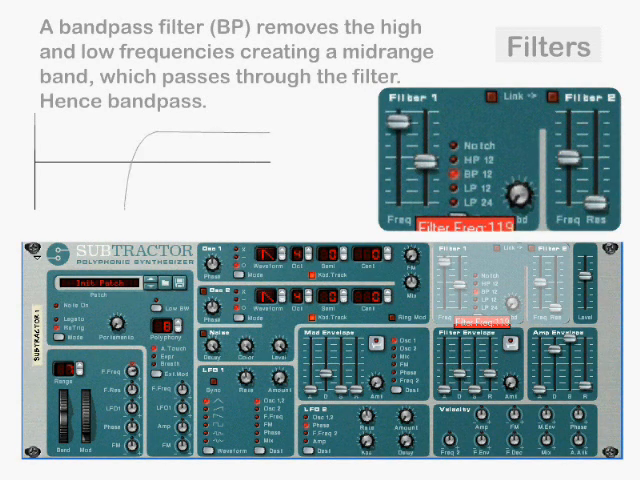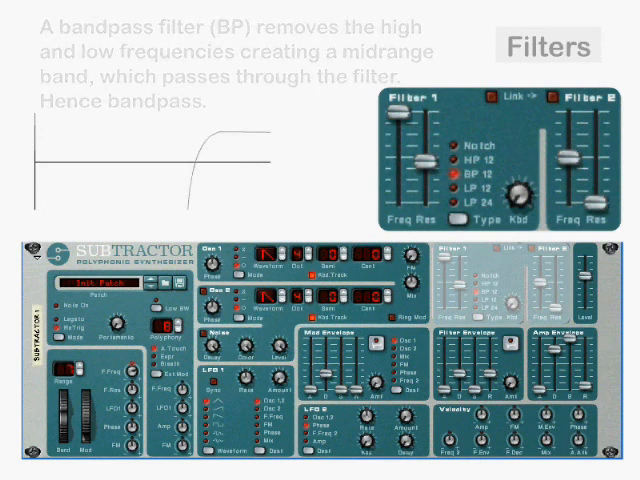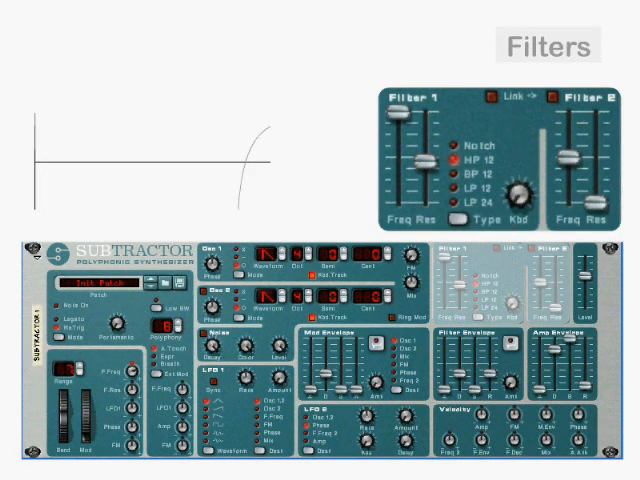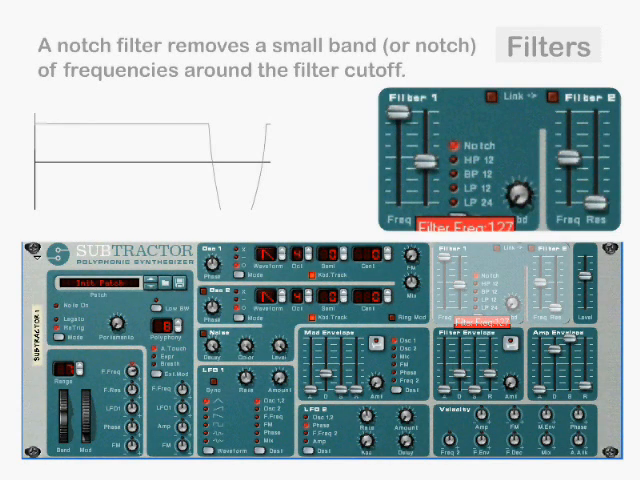A bandpass filter creates a band of mid-range frequencies by removing the low frequencies and the very high frequencies. A high-pass filter is the opposite of a low-pass. It allows the high frequencies to pass through and filters out the lows. A notch filter creates a small notch of frequencies around the filter cutoff point.